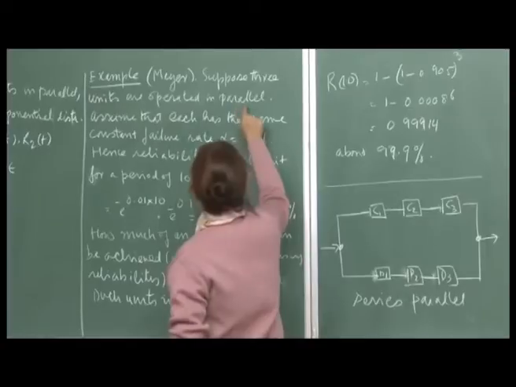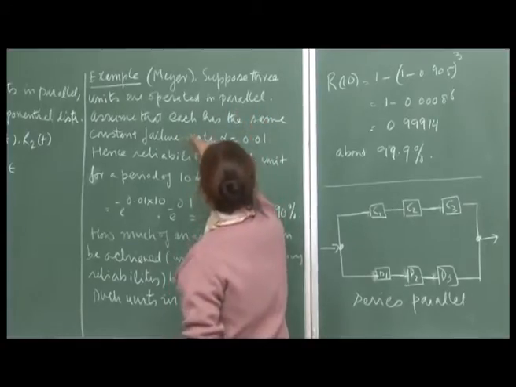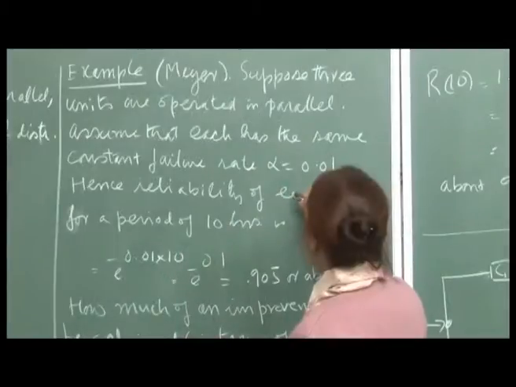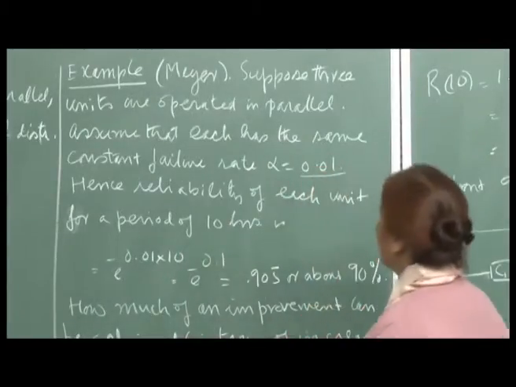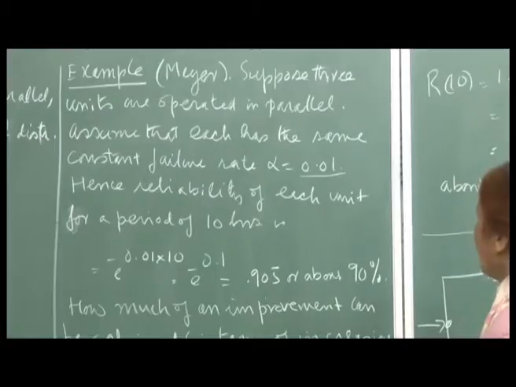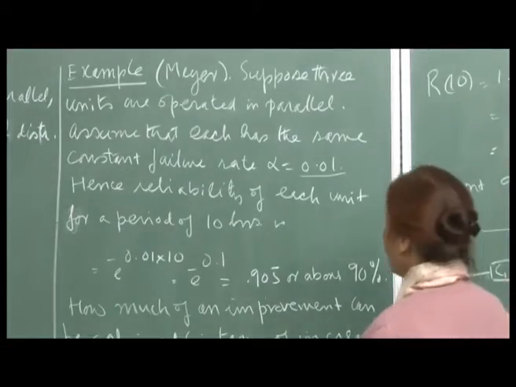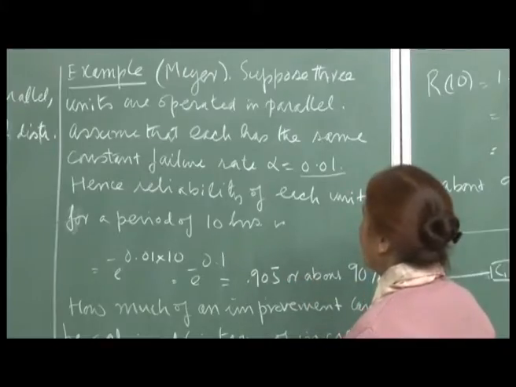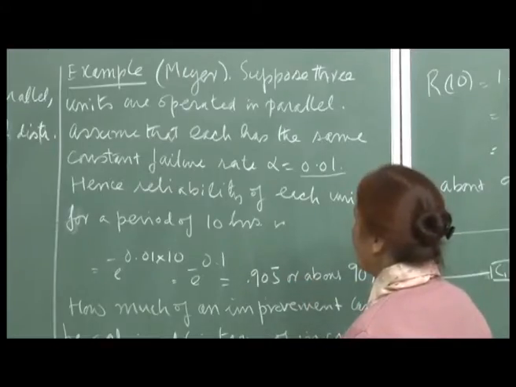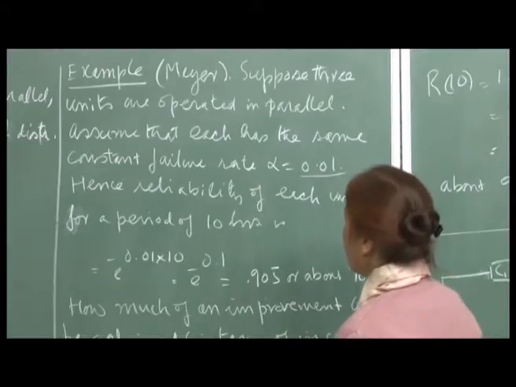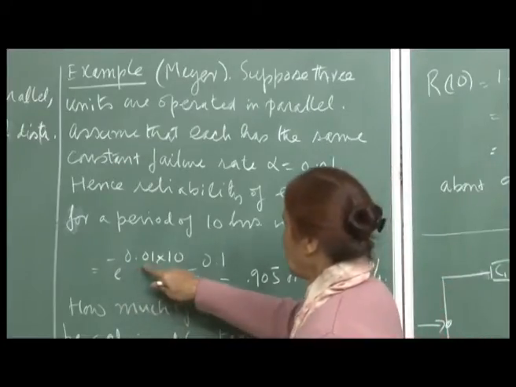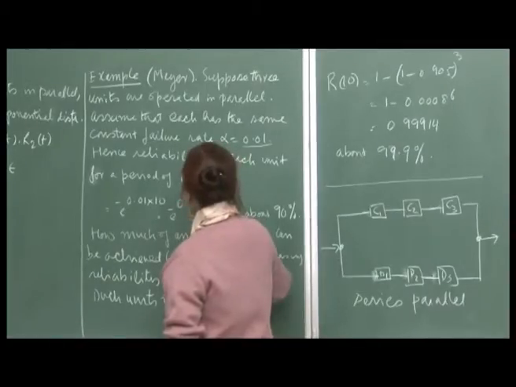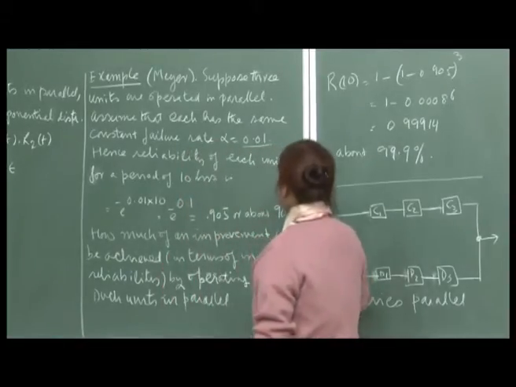Suppose 3 units are operated in parallel. Assume that each has the same constant failure rate alpha equal to 0.01. So, they are identical components, all following the exponential failure law with parameter 0.01. Hence the reliability of each unit for a period of 10 hours is e raised to minus 0.01 into 10, which is e raised to minus 0.1, which is 0.905 or about 90%.